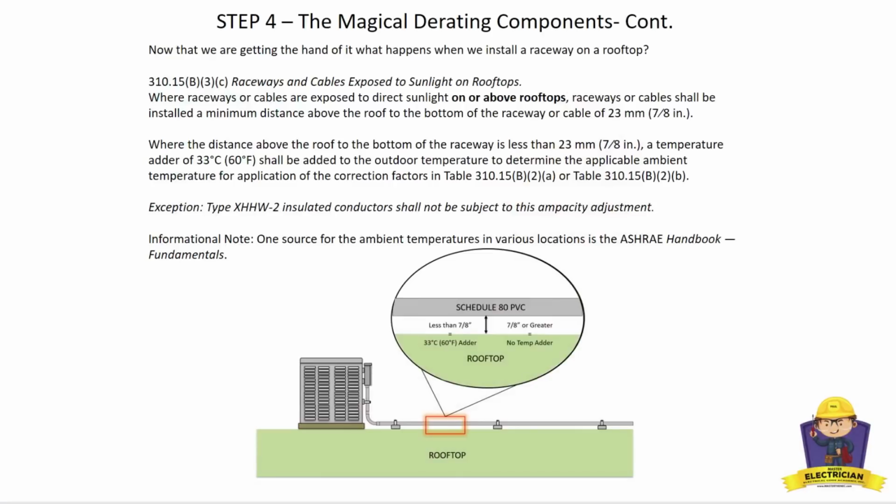Now this is dramatically different than it was in the 14 code, which had a bunch of different heights on here, and it could get complicated. Here it's pretty easy. Again, you're going to get that outdoor ambient temperature from the ASHRAE Handbook Fundamentals, or you're going to go to copper.org. That's COPPER.org. You're going to go to the search feature, type rooftops, and you should be able to find that on that website. If you do not find it, email me at info@masterthenec.com, and I will see that you get a copy.